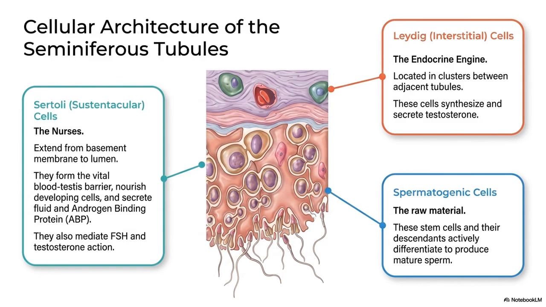So the seminiferous tubules mainly consist of two types of cells: spermatogenic cells, which are responsible for the production of mature sperm, and Sertoli cells, which are responsible for the nourishment of spermatogenic cells and also mediate FSH and testosterone action. Another cell type found in the vicinity of the seminiferous tubules is the Leydig cells, which are the sites for production of testosterone.